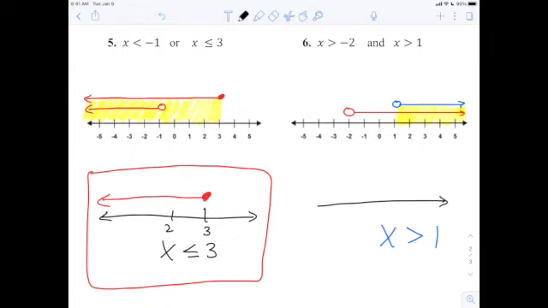And your number line should show that. Here's 1, here's 0, here's 2. The solution is all the x values greater than 1.